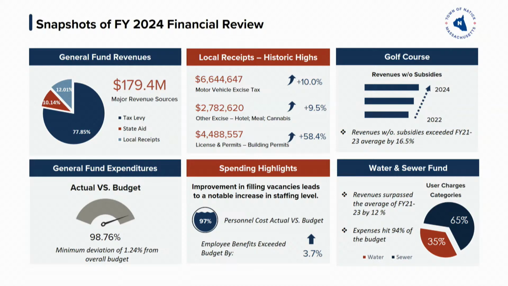Now, as I promised, we do want to provide you with some numbers with regards to the town. It wouldn't be a finance presentation unless we gave you some numbers. As general revenues, 79.4 million, the major revenue sources are tax levy, state aid, and local receipts, the top three areas.